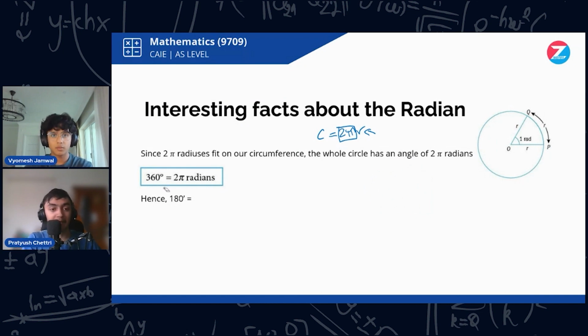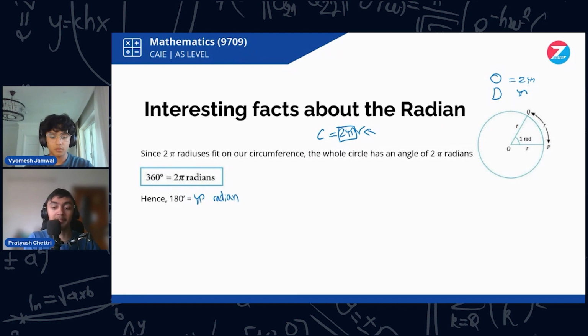And if the whole circle, 360 degrees, is equal to 2 pi radians, then 1 pi is equal to half the circle, right? So 180 degrees is equal to pi radians.